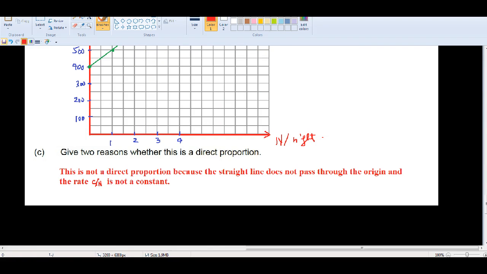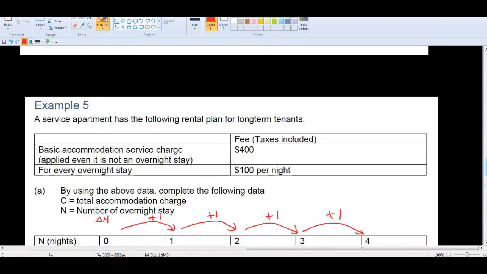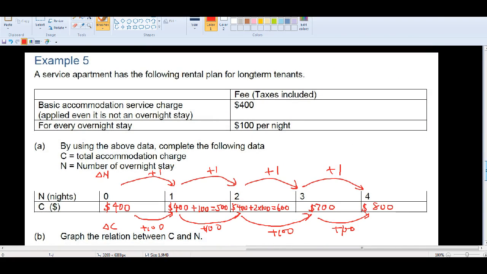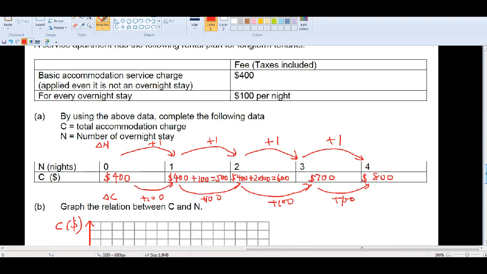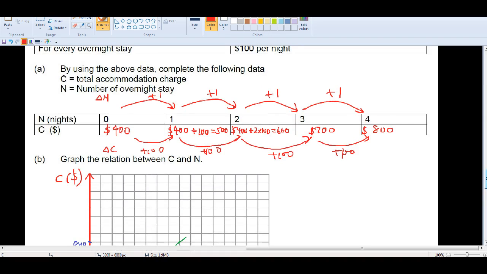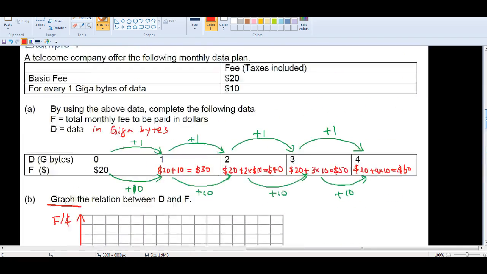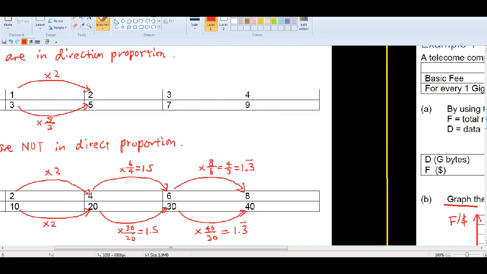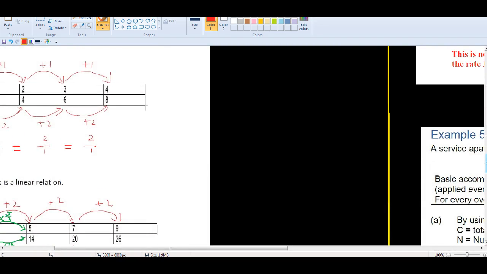Alright, so that's basically how you can see that it's a linear relation, and how we could plot the straight line from the table given. These things are not the most difficult. I hope most of you could understand the difference between a direct proportion and a more general linear relation. The basic idea is that direct proportion is one type of linear relation, but there are other types of linear relation which are not direct proportion.